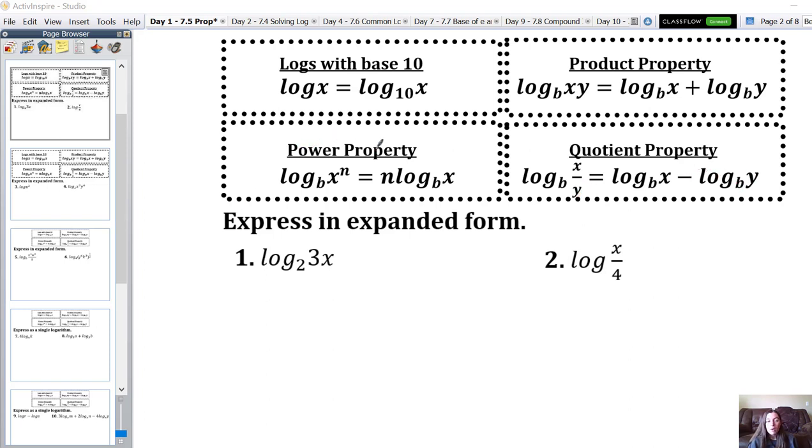And finally, we have the power property. Anytime you have an answer with an exponent in it, here we have this x to the n, that n can be moved to the front of the log. So then we have n times this log base b of x. So what we're going to do first is practice writing shortened, condensed logs into expanded form. We're going to make them longer expressions.